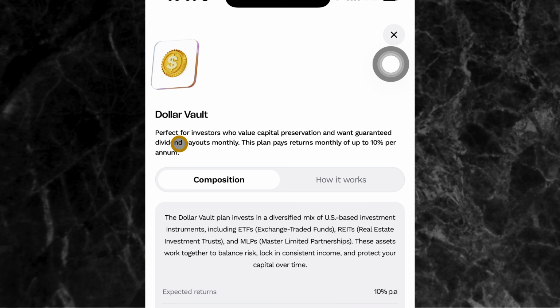Now for this one, you can see it says perfect for investors who value capital preservation and want guaranteed dividend payout monthly. So you can see this one, I think they'll be paying you every month. Now this plan pays returns monthly of up to 10% per annum. So 10% yearly, but they'll be paying you every month. And then you can see the composition right here says the dollar vault plan invests in a diversified mix of US-based investment instruments, including ETFs, REIT, that is real estate investment trusts, and also master limited partnerships. Now, these assets work together to balance risk, lock in consistent income, and protect your capital over time.